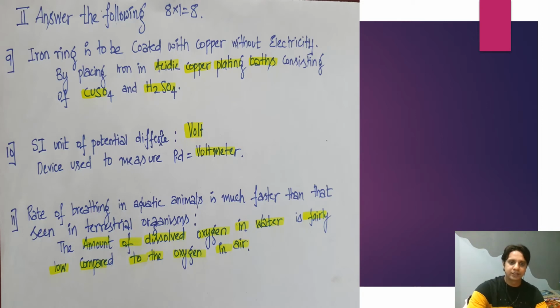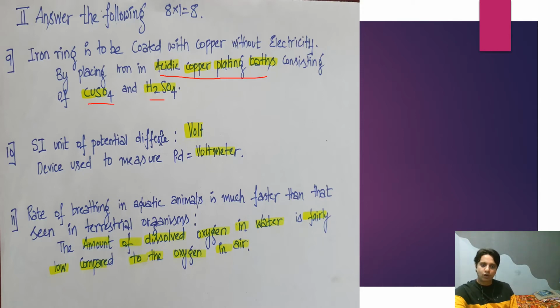Ninth one, an iron ring is to be coated without electricity. You can use acid to coat the iron ring. You can say that by placing iron in acid copper plating baths, which consist of CuSO4 and H2SO4, copper would be replacing iron. The SI unit of potential difference is nothing but voltage. So the SI unit is volt, and the instrument used to measure potential difference is voltmeter.